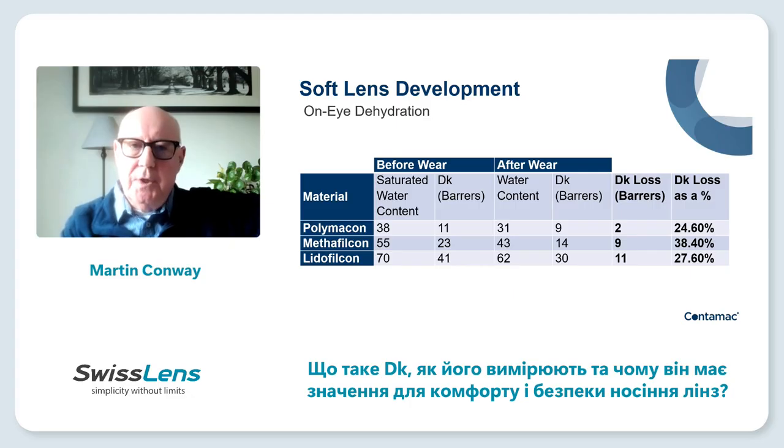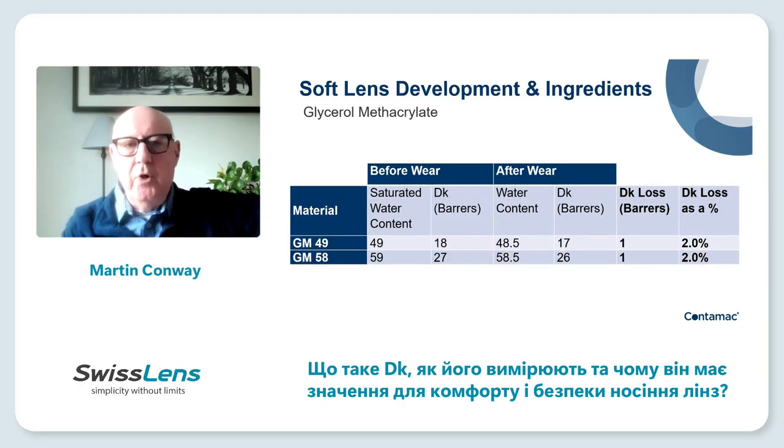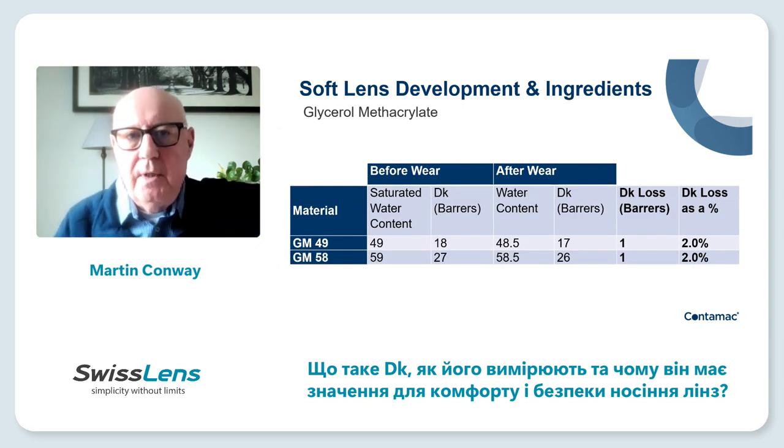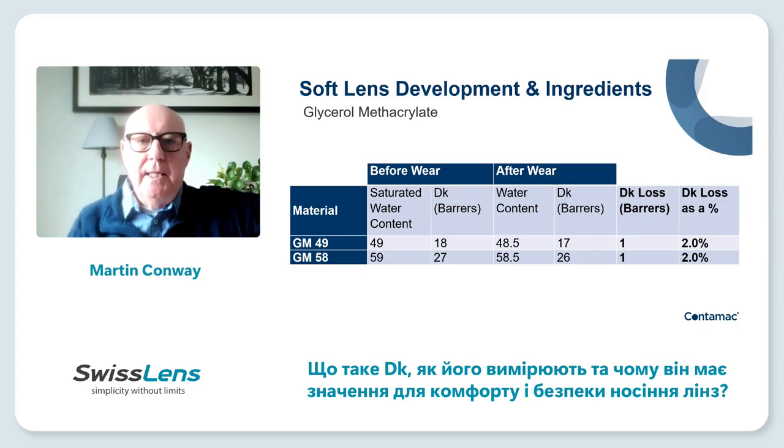So this led us on to the use of glycerol methacrylate, the GM products that we know now. Now GM is an ultra hydrophilic monomer. It hangs on to its water and is reluctant to give that up to the atmosphere.